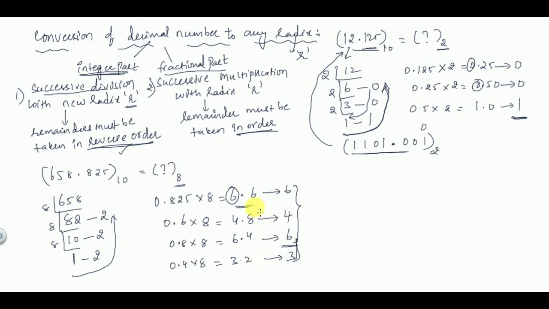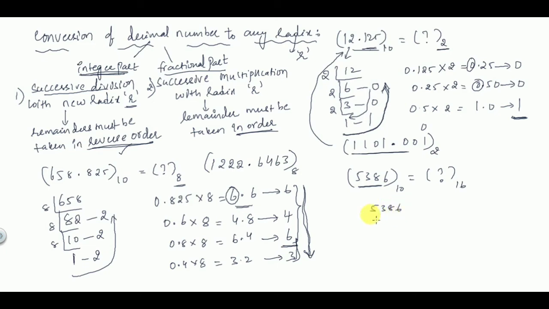You can stop here. So the answer will be 1222.6463 base 8. Okay, so this is the answer, and this is how we can convert. Suppose you want to take another example: 5386 base 10 is what in hexadecimal? Okay, so only the integer part is given for this example.